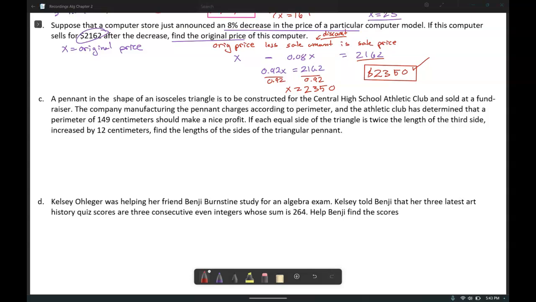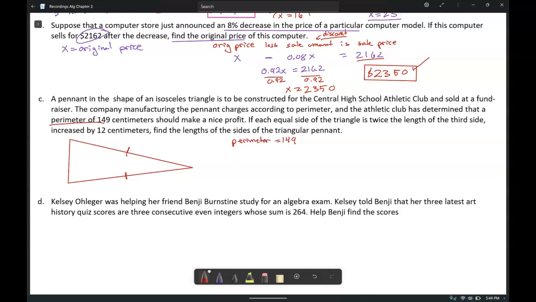So again, we want to draw a diagram. We are dealing with a geometric shape, so let's think about a triangle. We've got a triangular shaped pennant, and it's an isosceles triangle, which means two sides will be equal, and then a third side a different length. The athletic club has determined that the perimeter, the length of all of the sides, is 149 centimeters.